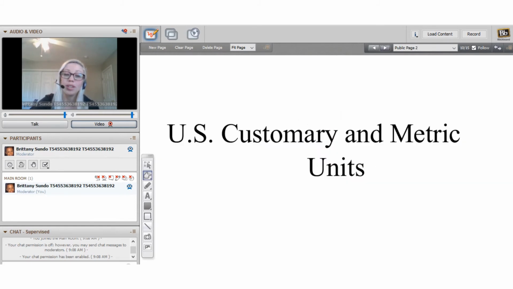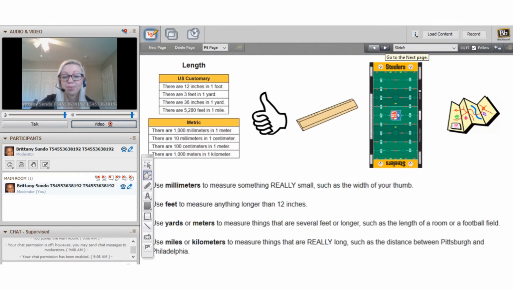We're also going to talk this week about U.S. customary and metric units. Okay, this is a chart that gives you a shortcut of your U.S. customary units. There are 12 inches in 1 foot, 3 feet in 1 yard, 36 inches in 1 yard, and 5,280 feet in 1 mile. It's a good idea to commit this chart to memory.